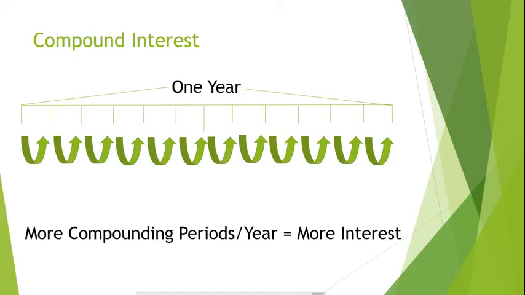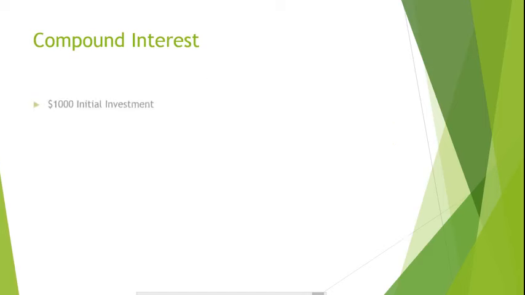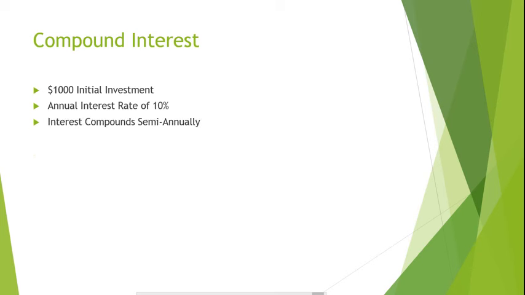Let's try another example. Suppose you invested $1,000 in a fund that earned compound interest of 10% and interest was compounded semi-annually, or twice per year. How much interest would you earn if you held this investment for 5 years?